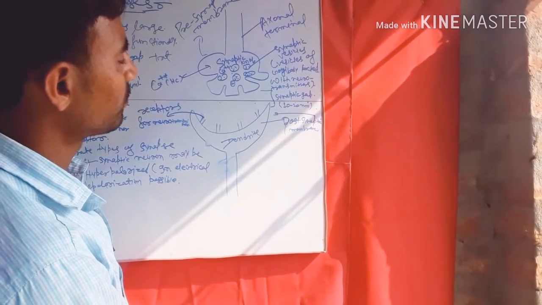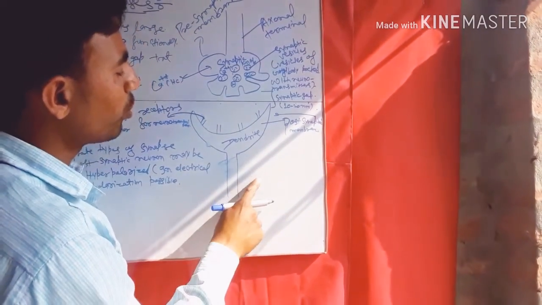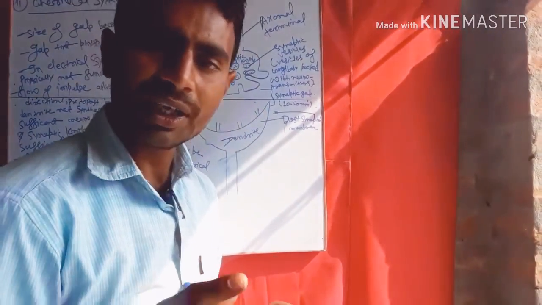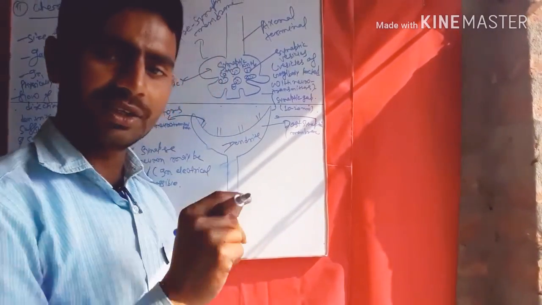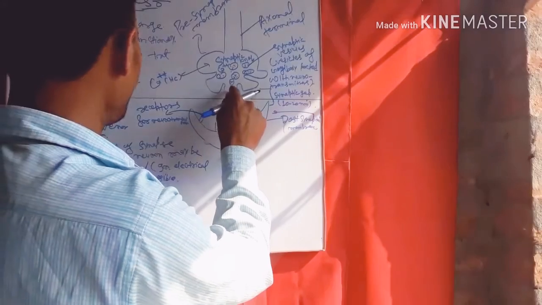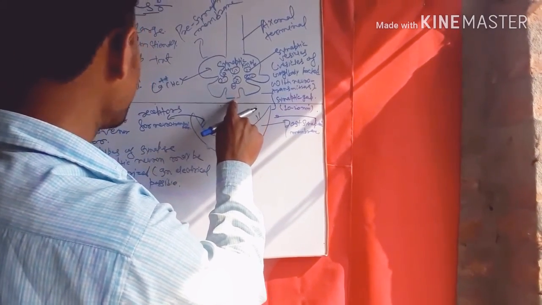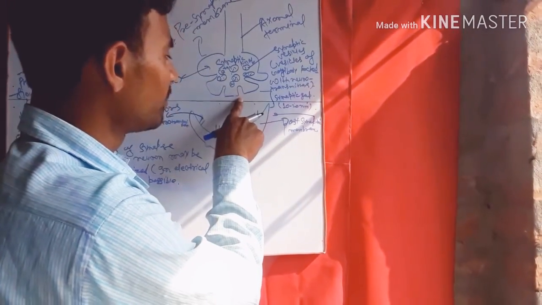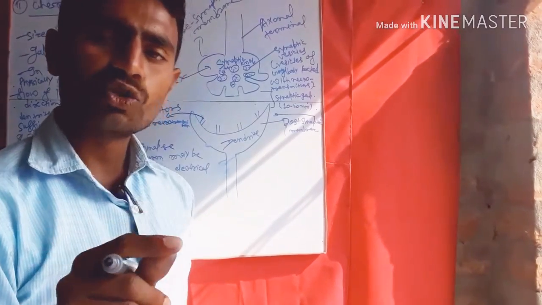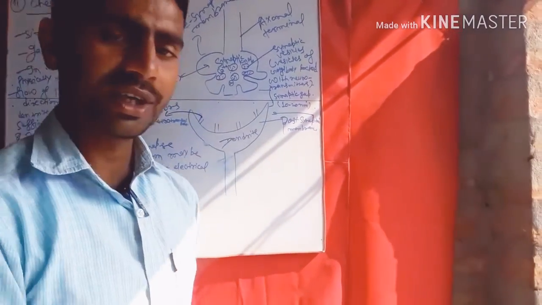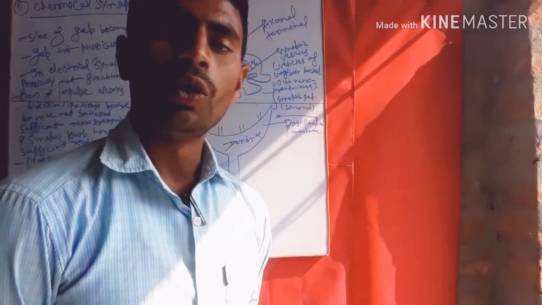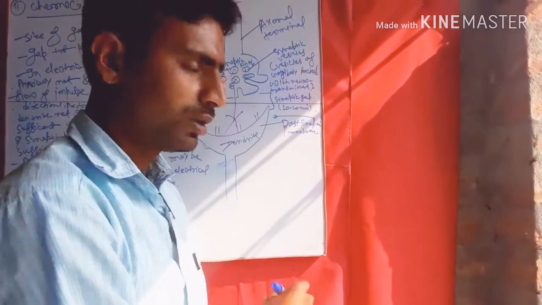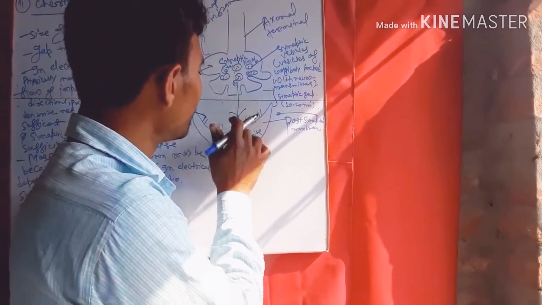Due to this, flow of impulse is not from post to pre, only pre to post, because sufficient synthesized neurotransmitter is present in presynaptic membrane and sufficient receptor is present on dendrite. Due to this, flow of impulse is from presynaptic membrane to postsynaptic membrane, only unidirectional.